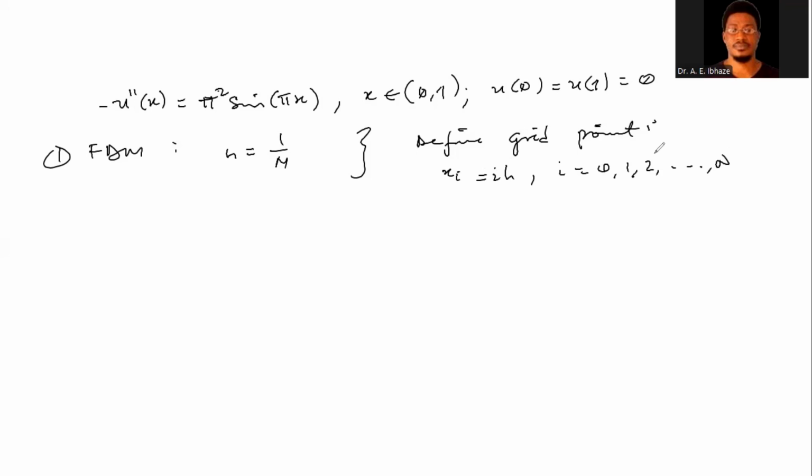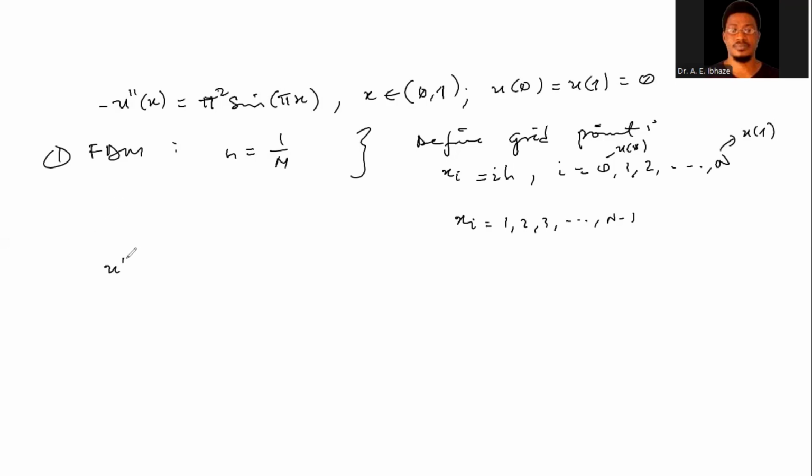So for us to now approximate this second order partial differential equation at the interior points, we're going to consider interior points x_i, with i being 1, 2, 3, all the way to n minus 1, since we already have this to be u_0, and at this point we have u_n. So these are the interior points.